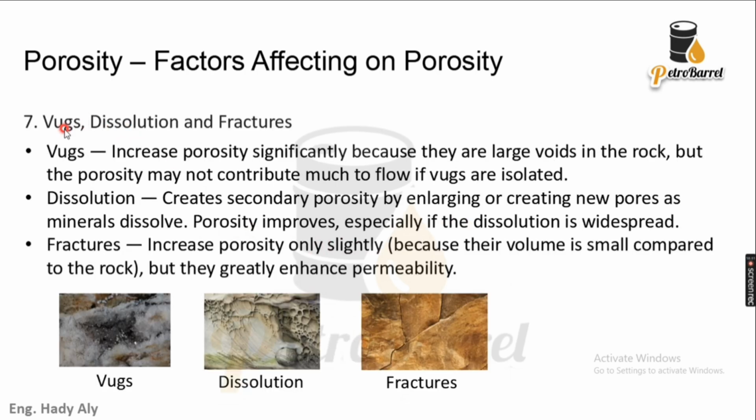And lastly, the factor number 7, which is vugs, dissolution and fractures. Vugs increase the porosity significantly, because as you see, I have large voids in the rocks, but sometimes the vugs increase the isolated pore spaces, so they have a high impact on the total porosity, but they don't enhance the effective porosity. As I said before, we have effective porosity, we have isolated porosity, and we have total porosity. So the vugs affect the total porosity or the isolated porosity, but they don't give me enhancement of the effective porosity.